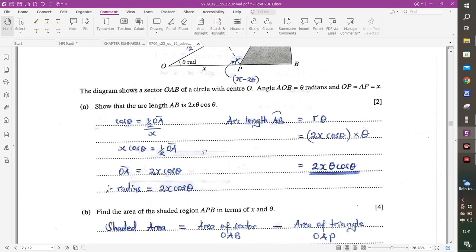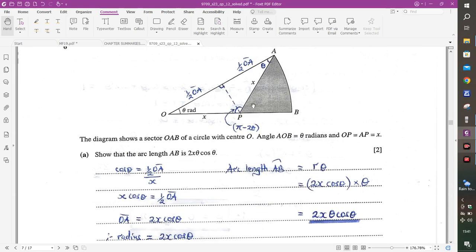Part B is to find the area of the shaded region APB in terms of x and theta. So as you look at this shaded area, the only way to get that area, we can get area of this whole sector OAB, then we subtract area of this triangle. Now, because this whole triangle OAB is not right angled, and we don't know this part here, but we can find it, because this can be the height and this is the whole of OA, but it can be found if we say sine of theta is equal to this opposite out of the hypotenuse.